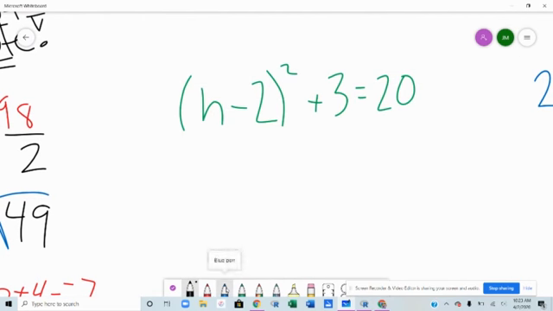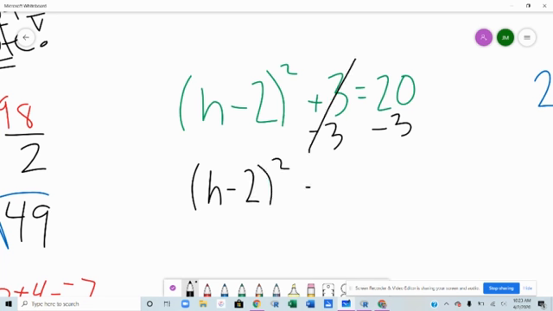Next one, (h minus 2) squared plus 3 equals 20. Start with addition or subtraction on the outside of your parentheses. I have plus 3, so I'm going to subtract 3 from both sides. So you leave your (h minus 2) squared. 3 minus 3 is gone. Equals 20 minus 3 is 17.